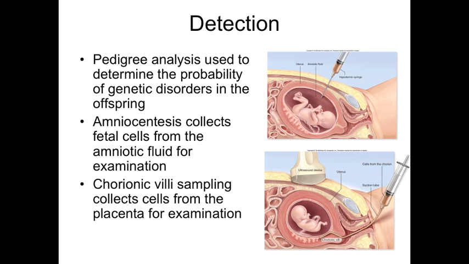So as time goes on, the stronger our capacity is to identify abnormalities early in pregnancy. The chorionic villi testing can be done much earlier than the amniocentesis, so it's also a preferable technique for that reason. We can detect these disorders early in the first trimester.